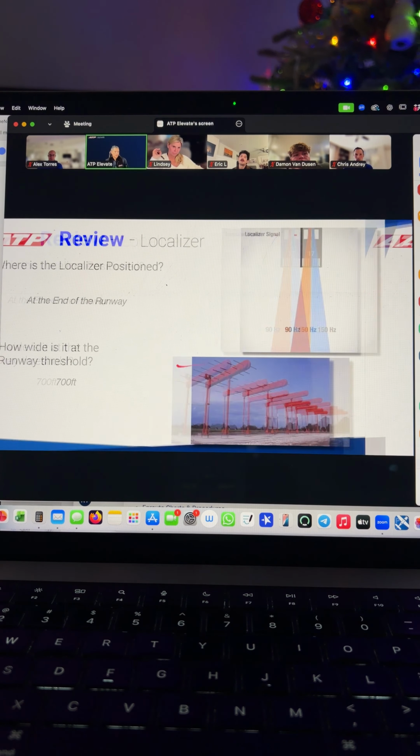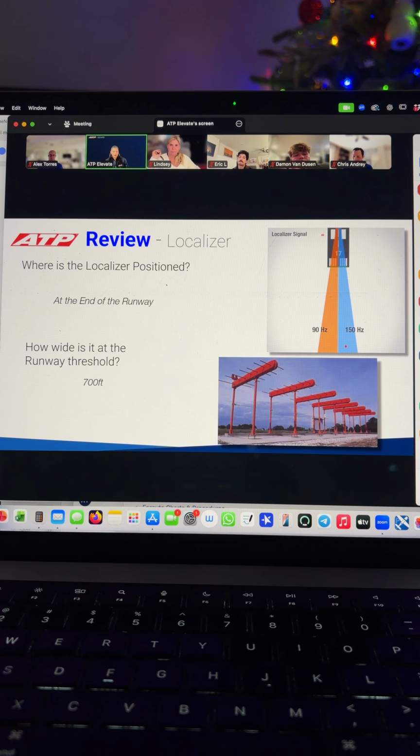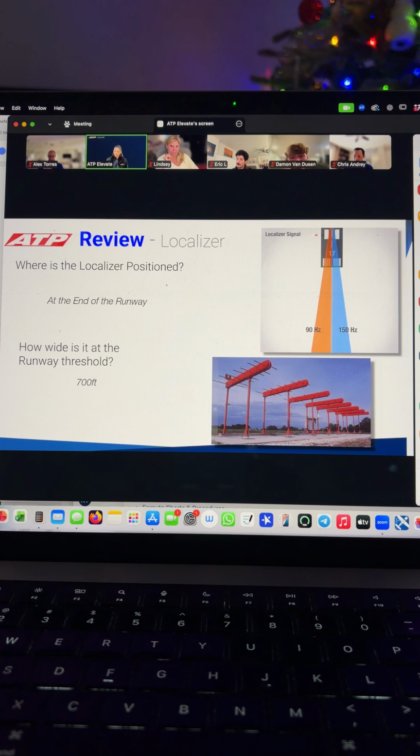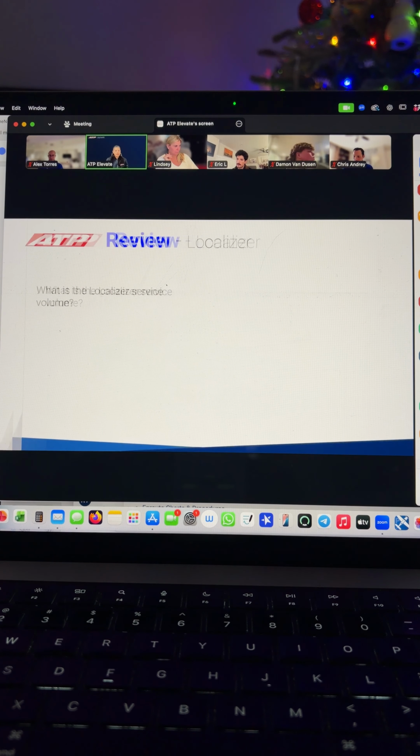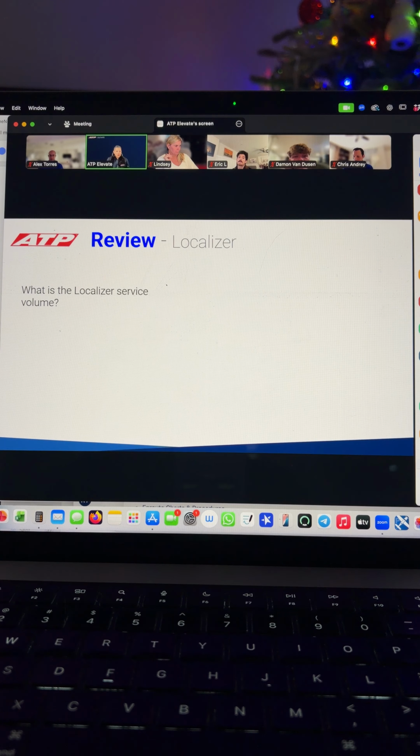Just like it's showing you here, if you're getting that perfect, even amount of 150 hertz and 90 hertz, you're right down the center line. And if you're a little left of course, it's going to show you you're left of course, and you need to correct to the right, so you're getting more of that 90 hertz. Does that make sense to everybody? Very good.